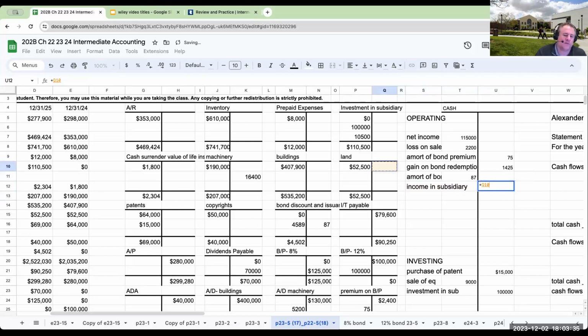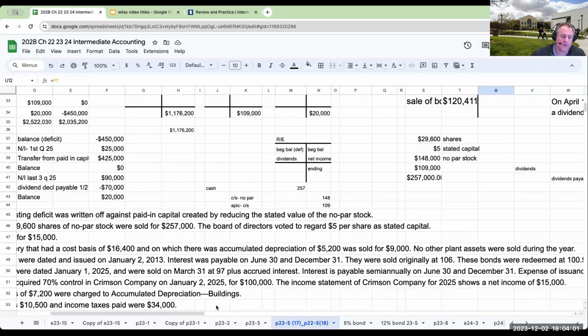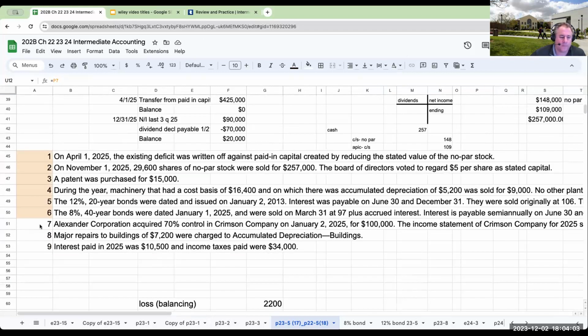And we're going to show this as a credit. We're going to do the opposite to cash, or 10,500. Now, if we actually got a dividend from the Subsidiary, we would show this as a credit, and then we would be debiting cash in the operating section for the dividend. In this case, when they're reporting income, it's included in our net income, but it's not giving us cash. That's why we're taking it out.